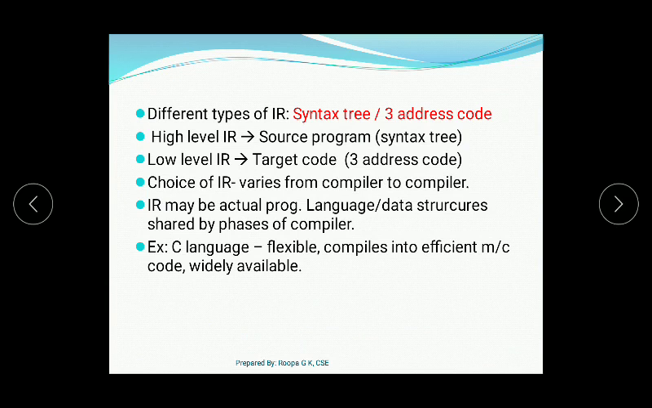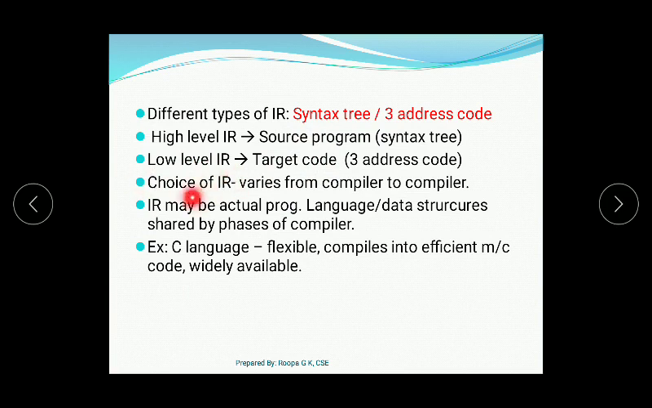Some other points related to intermediate code generation. There are different types of IR. Mainly we will discuss syntax tree and three address code. The syntax tree is related to the source program, so let us call this syntax tree a high level intermediate representation. And coming to three address code, which is nearer to your target code or machine code, it is called a low level intermediate representation.